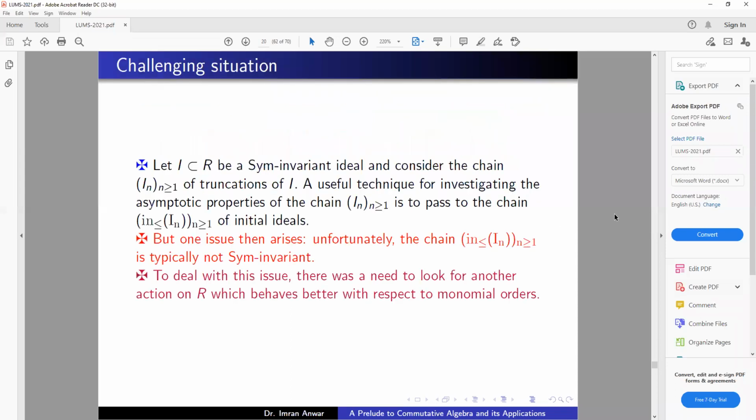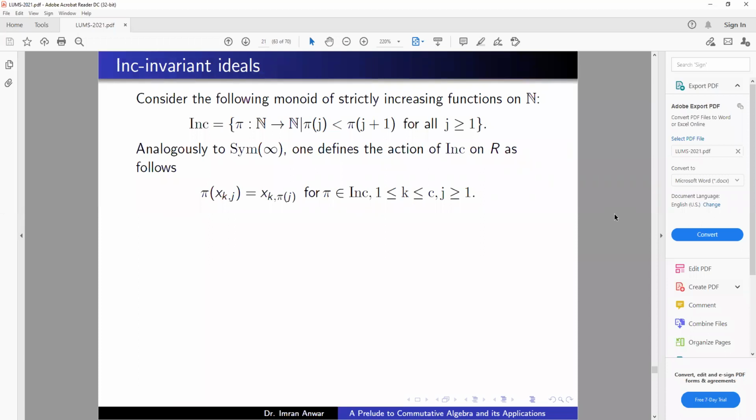To deal with this issue, one has to take care of an action which behaves well with respect to the monomial order, and this is the kind of operator that preserves the monomial order. Whatever monomial you have, after the operation the new monomials also follow the same monomial order which was mentioned at the start.